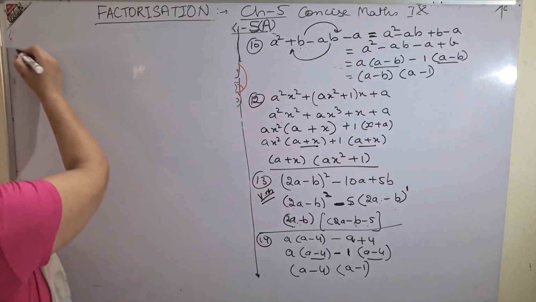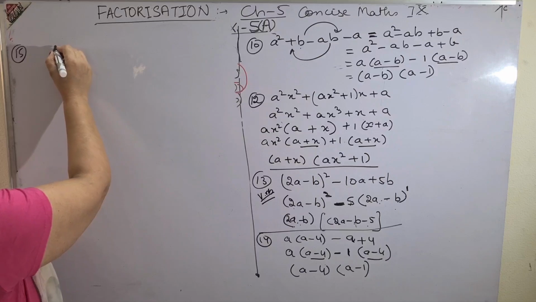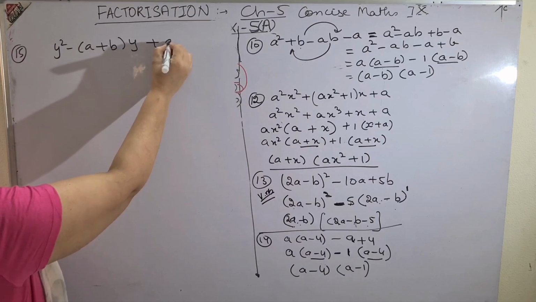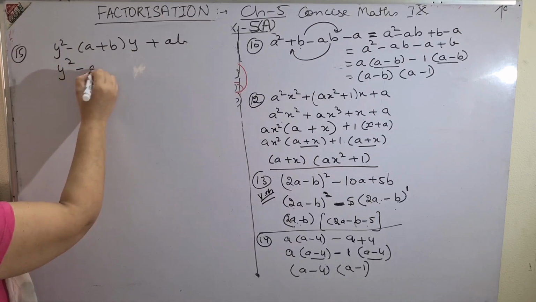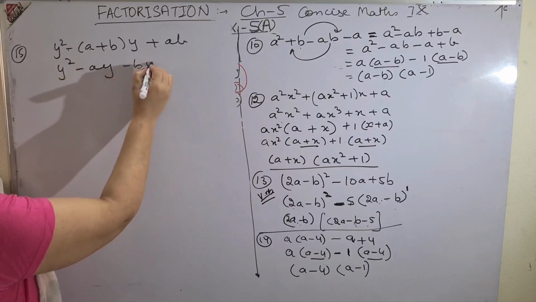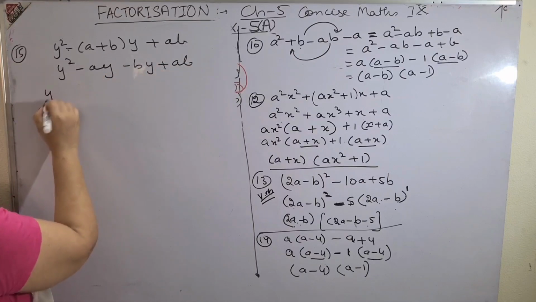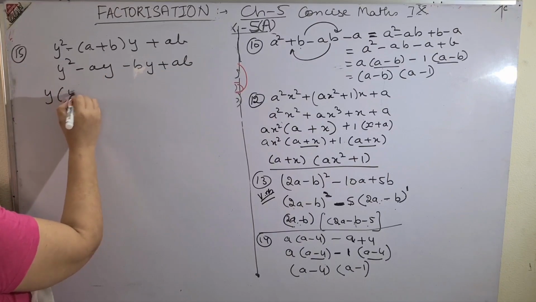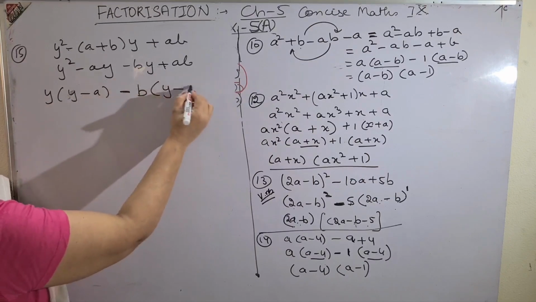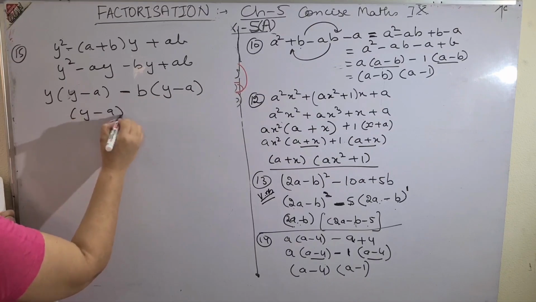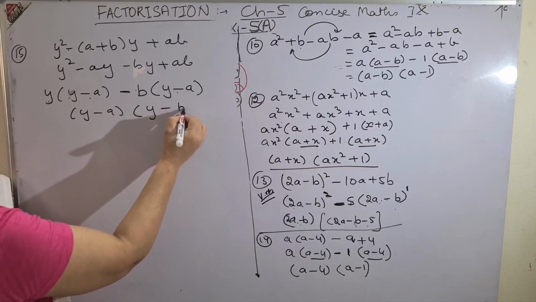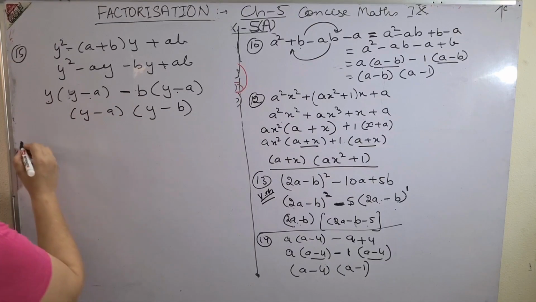Then coming to question number 15. This is y square minus (a plus b) into y plus ab. So again the same method, I have done this type of sum. Minus ay, plus minus ay, minus into plus, again minus by plus ab. Now you make the groups: y common, y minus a; minus b common, because minus, so y plus will become minus. You have a common factor y minus a, and left with y from the first term and b from the second term. So see how easy these sums are.